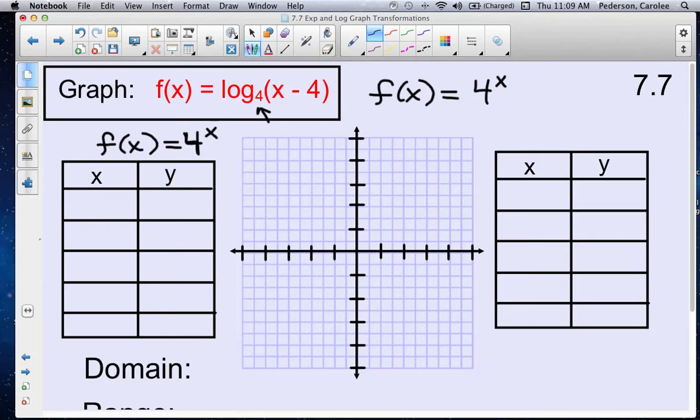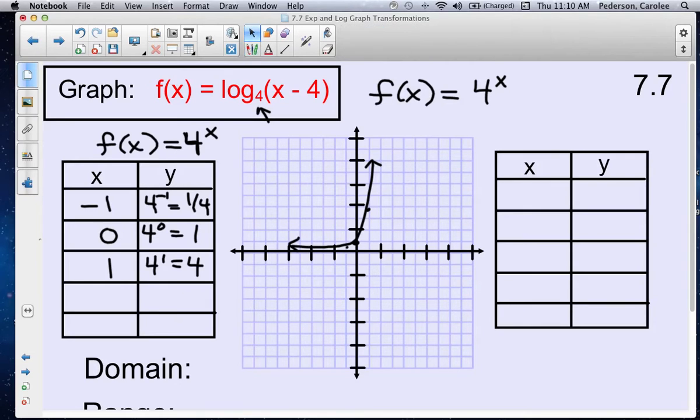So I'm just going to find 3 of them. Negative 1, 0, and 1 is my domain. So I substitute negative 1 in for x, and I get 1/4. I substitute 0 in for x, and I get 1. Substitute 1 in for x, and I get 4. Now reviewing, this is what it would look like as a graph, as an exponential of base 4.